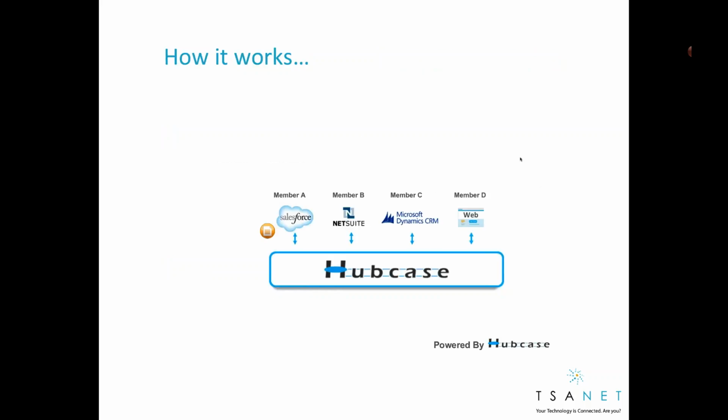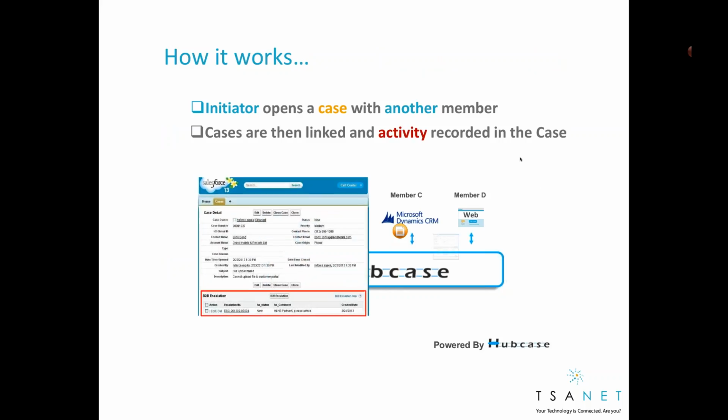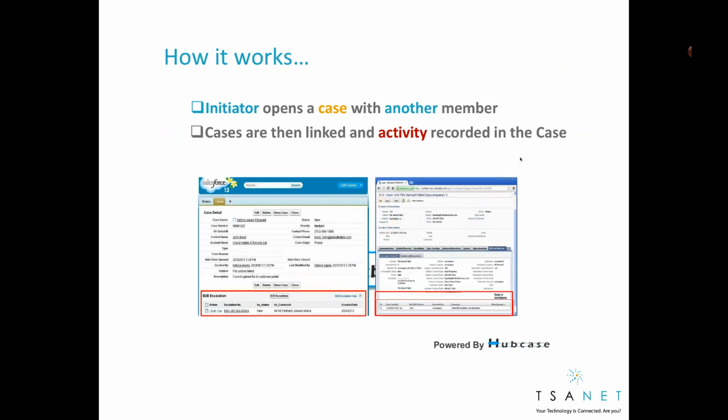So just taking a quick view here on how this works. Essentially you have an initiator and a destination. So the initiator is going to open up a case with another member. And what happens then is the cases are linked, and any activity that you are updating in the B2B escalation section is synchronized then between those two systems.